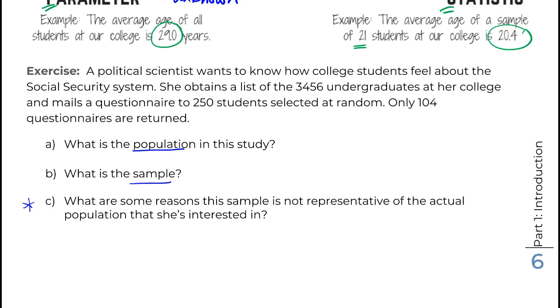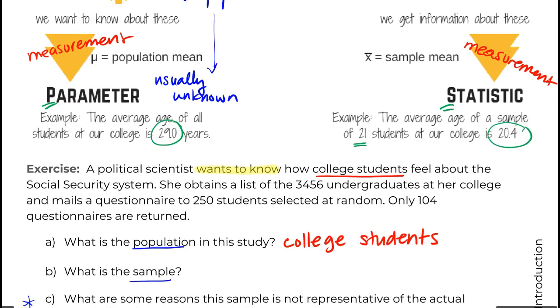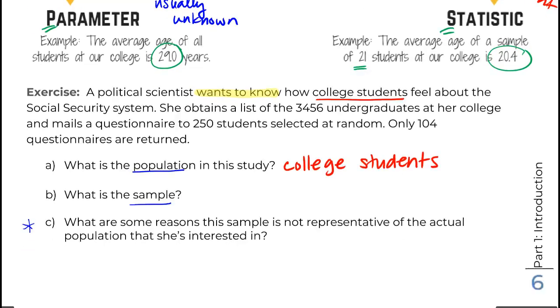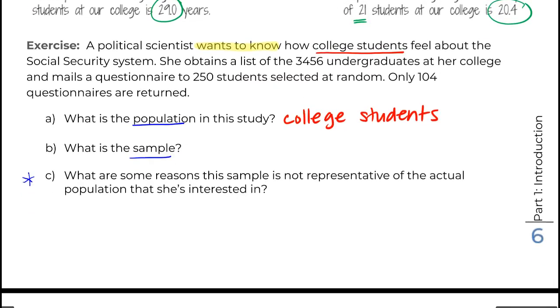The population in this study, you can see in the sentence, she wants to know, and then she wants to know about college students. So that's our population. If this is a question on an exam, I have to be very clear, what are they interested in? Who do they want to know about? And then we can go and we see the sample. That's the people, right? They actually get information from. So she obtains a list, mails a questionnaire, and then she gets 104 questionnaires returned. So we have 104 questionnaires.